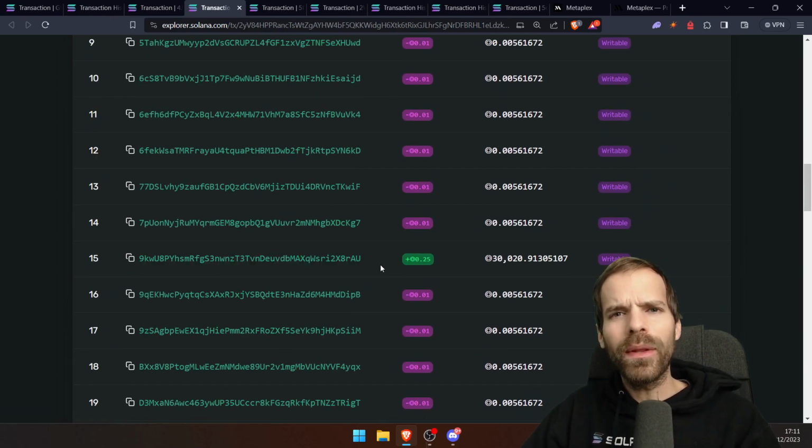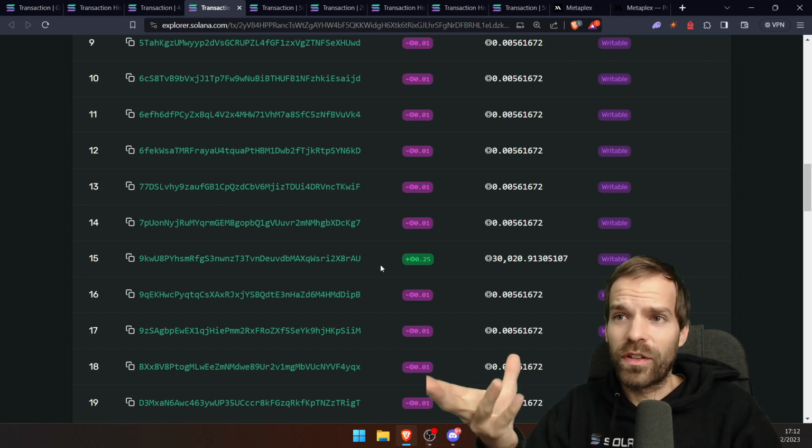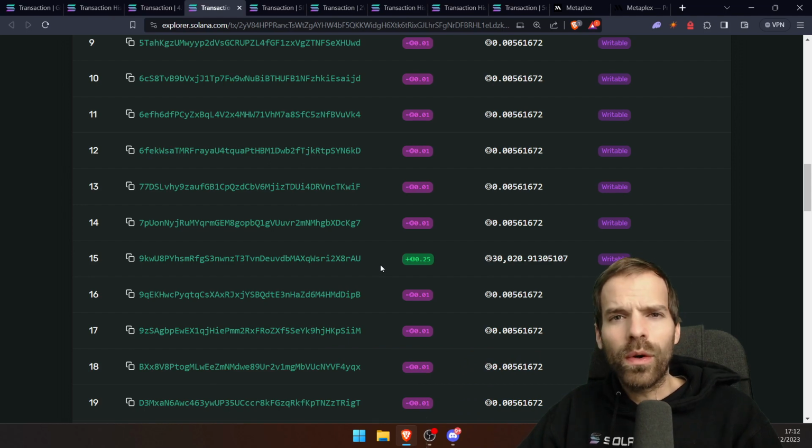Why do it so complicated? Because they'll need to monitor all the metadata accounts and then call this instruction manually. Why would they go through the effort of doing it like that? Did you think of the solution yet? Do you at least have an idea?